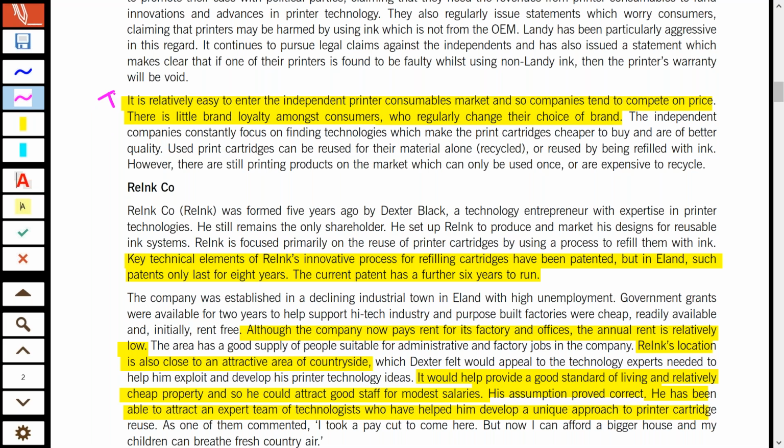Second line. There is little brand loyalty amongst consumers. It's a bad thing. It's not internal, it's a customer problem, and it's not good. There is little brand loyalty, so that's not good, because whatever I do, my customers will not be loyal. Next line.